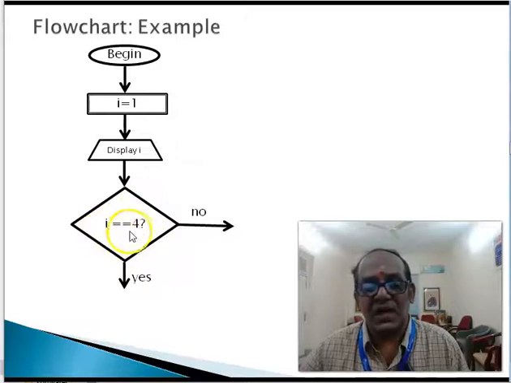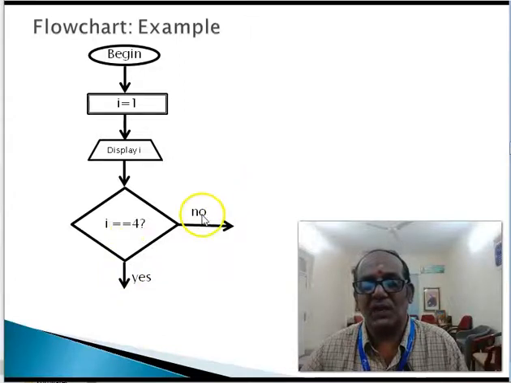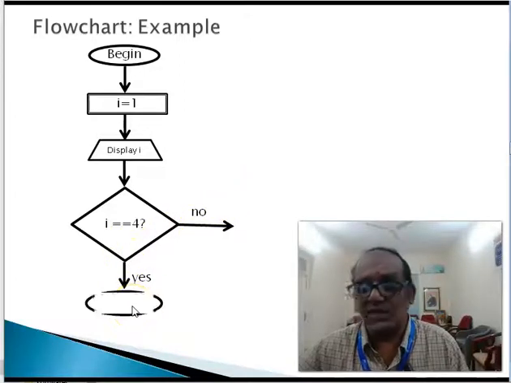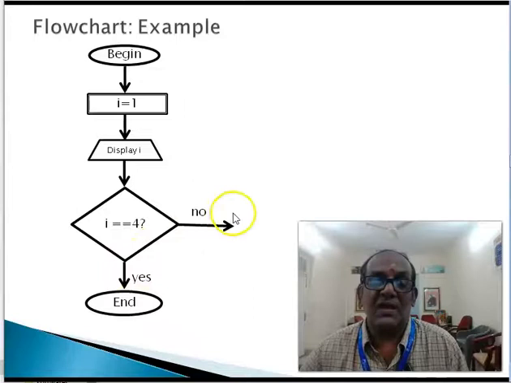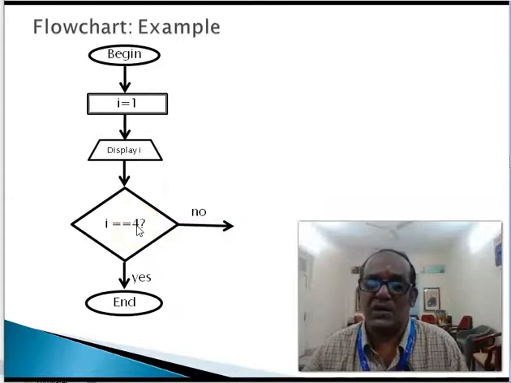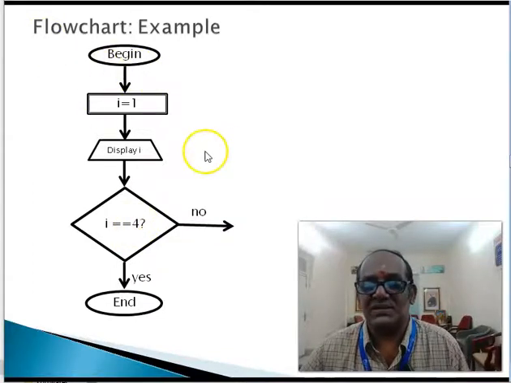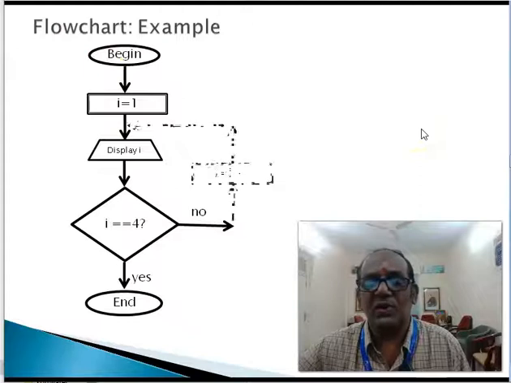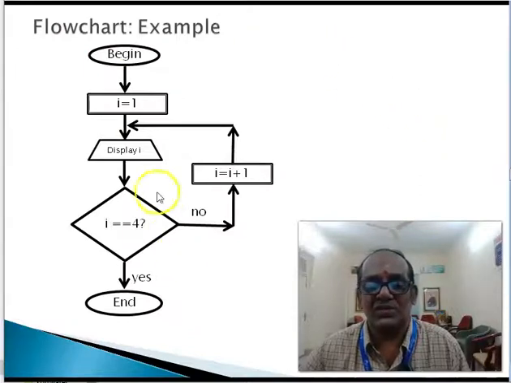This condition I is equal to 4 may have two options, yes and no. If it is yes, you are done, end. If it is no, that means I is still not 4. I may be 3, I may be 2, I may be 1 as initialized here. So what we do is we increment I by 1 and go back to this display.